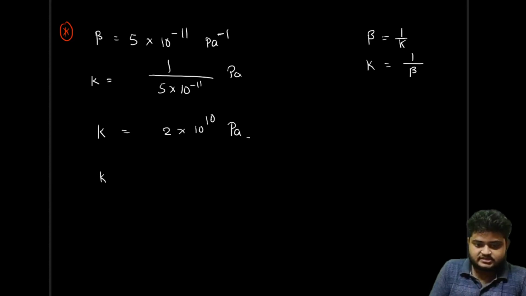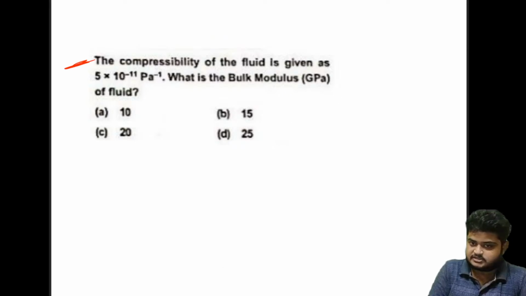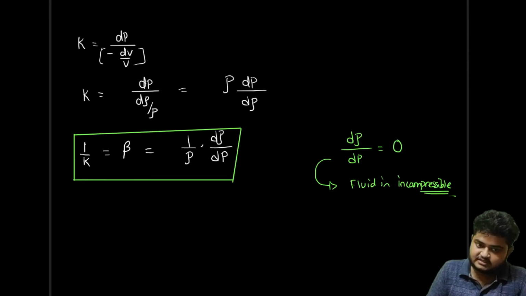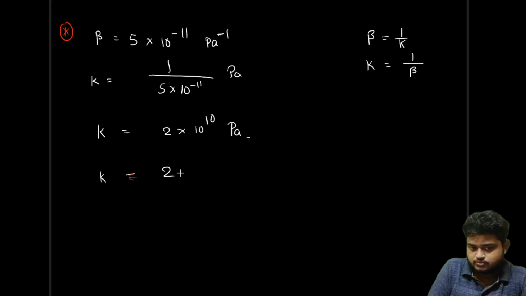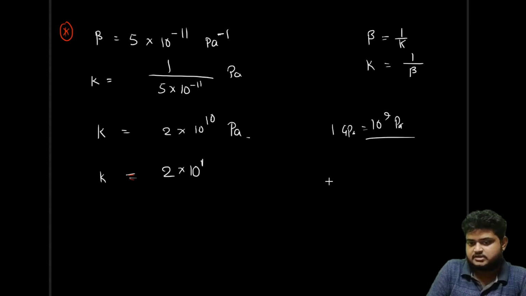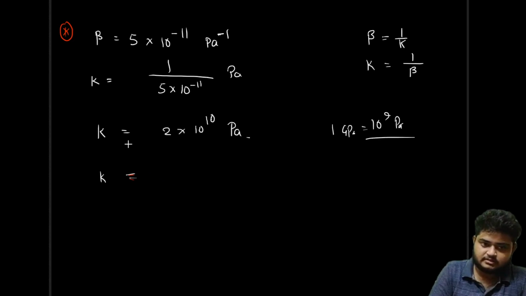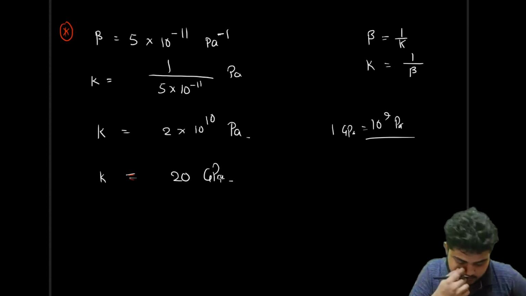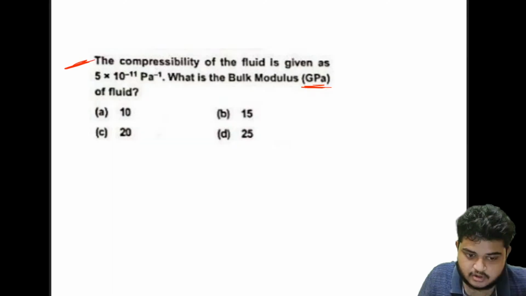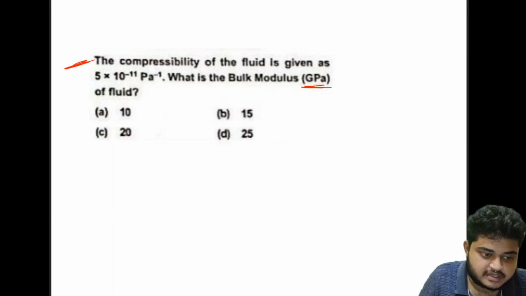Now the answer is required in gigapascal, right? Since 1 gigapascal is equal to 10 to the power 9 pascal, it will be nothing but 20 gigapascal. So the answer will be 20 gigapascal. So obviously option C will be correct.